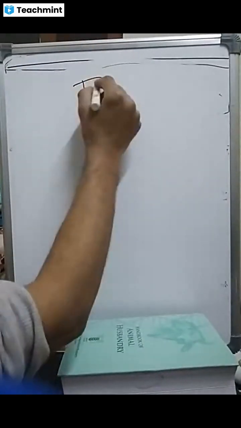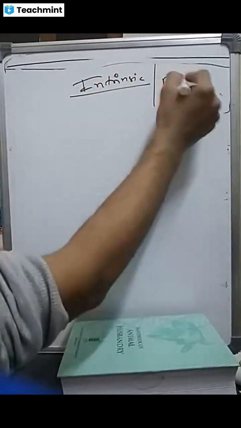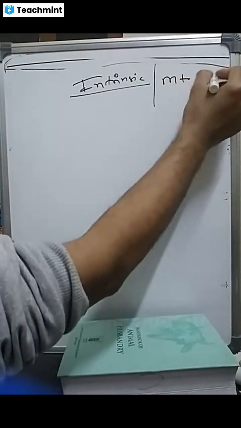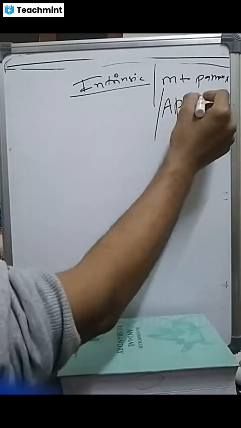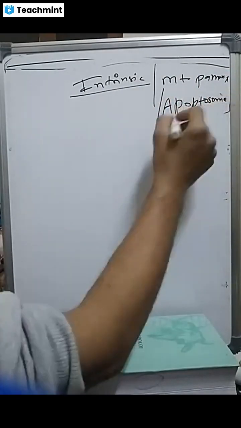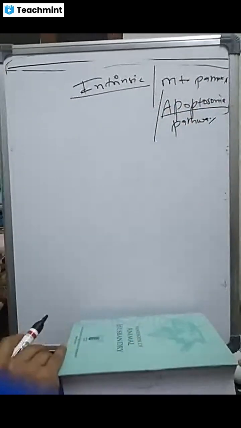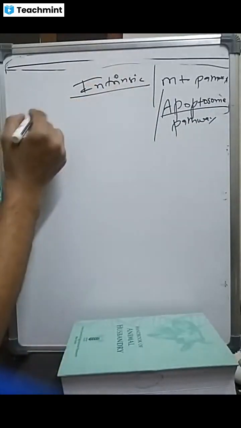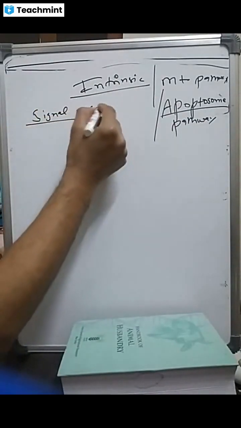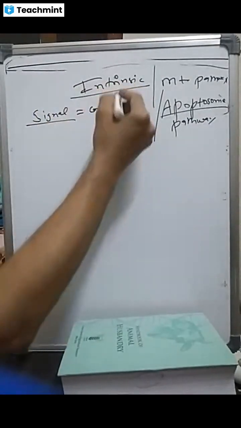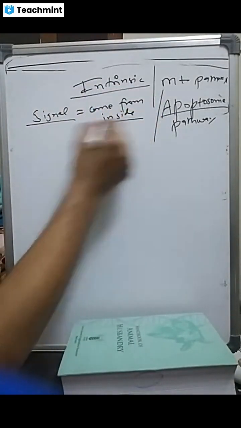So first is the intrinsic pathway. That is also called the mitochondrial pathway because there is a role of mitochondria. It is also called the apoptosome pathway because there is formation of the apoptosome complex. For this pathway, what we need is the signal. That signal will come from inside the body, because it's intrinsic.